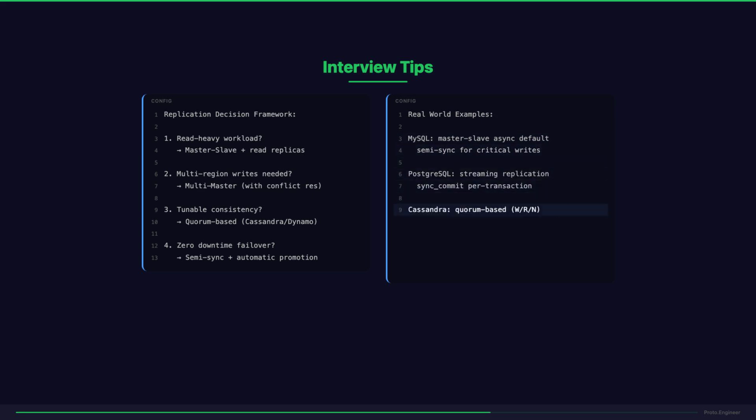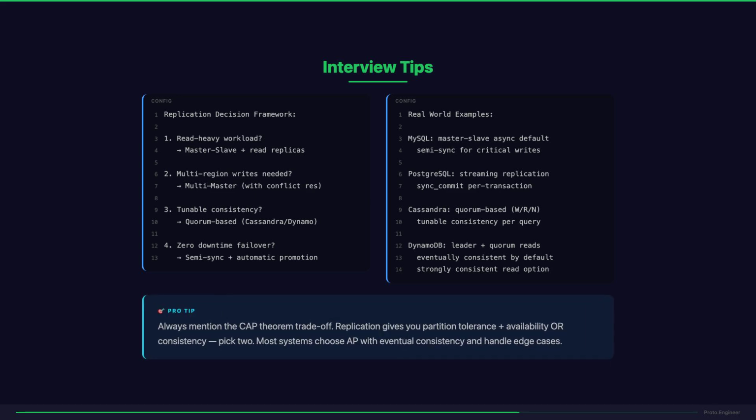Real-world examples. MySQL uses master-slave with async replication by default. Semi-synced available for critical writes. PostgreSQL uses streaming replication with per-transaction sync commit settings. Cassandra uses quorum-based replication where you set W, R, and N per query. DynamoDB uses a leader for writes with quorum reads, eventually consistent by default, but strongly consistent reads available per request.